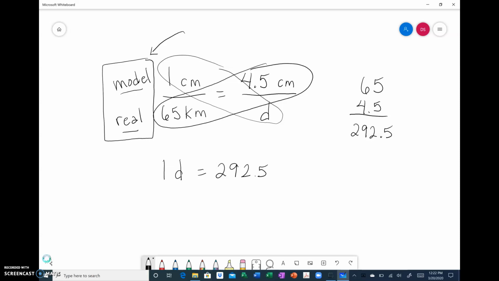And so we can see that the actual distance between China and New Sweden is 292.5. Now, this is very important. Make sure you give units. I am not going to write centimeters here. That would be crazy. It's the actual distance, so I need to add kilometers. Not miles, not meters, but the distance that they gave, which is kilometers.